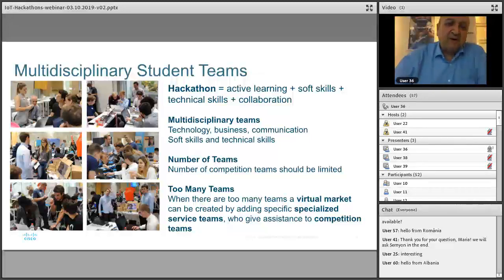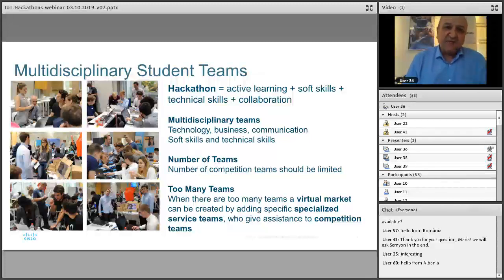We prefer around six teams. That's ideal, as I said. The word hackathon is often misunderstood by many people I'm talking to. They think hackathon is hacking into computer systems. In this case, it's not the case.